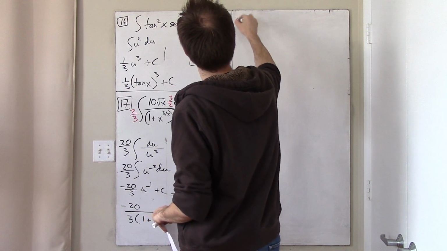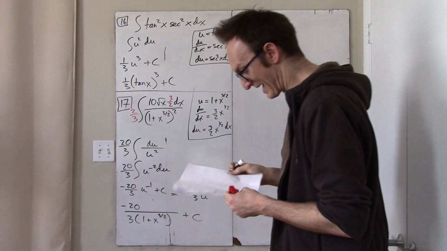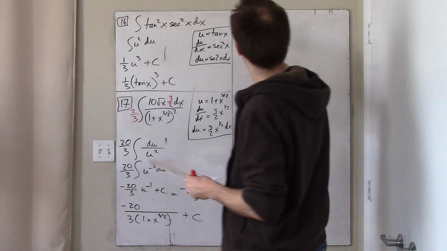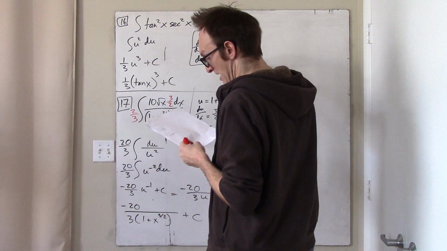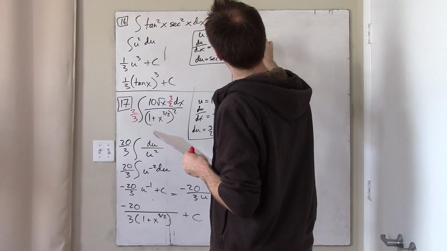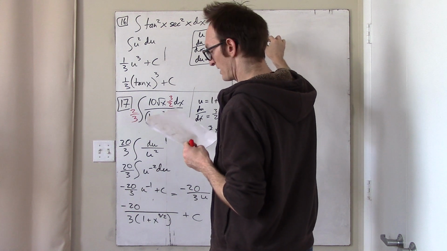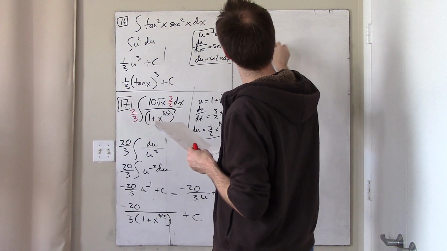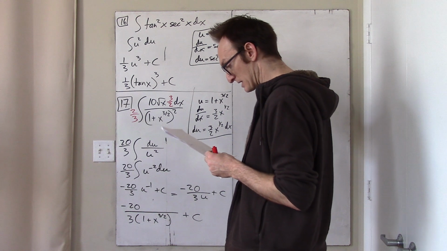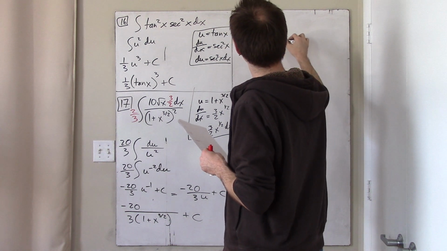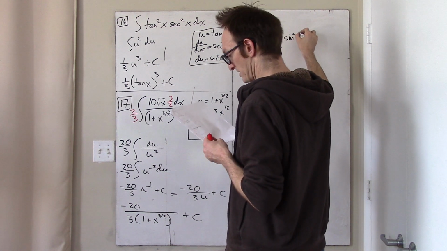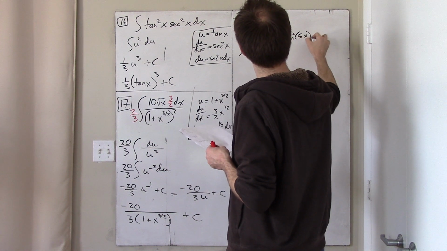18 is quite tricky, I think. People have seen this before and not known what to do. It's a little bit of a mean problem. What's going on here? Sine of 10x times e to the sine squared 5x.